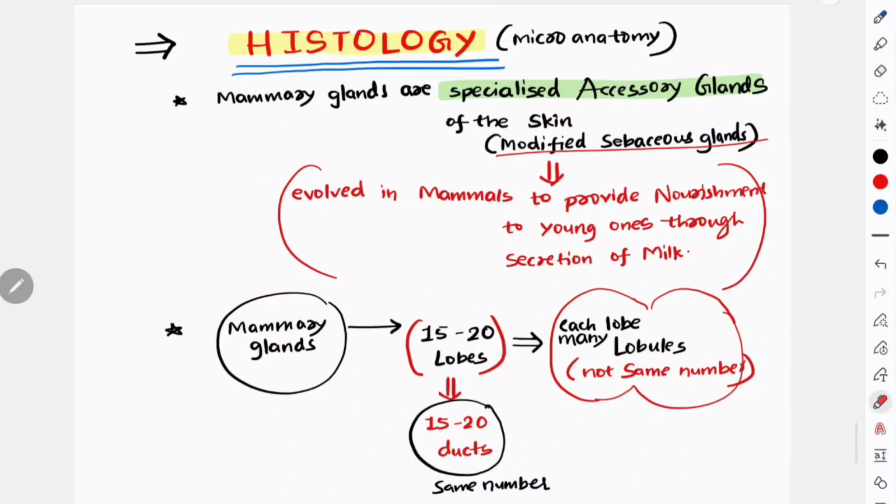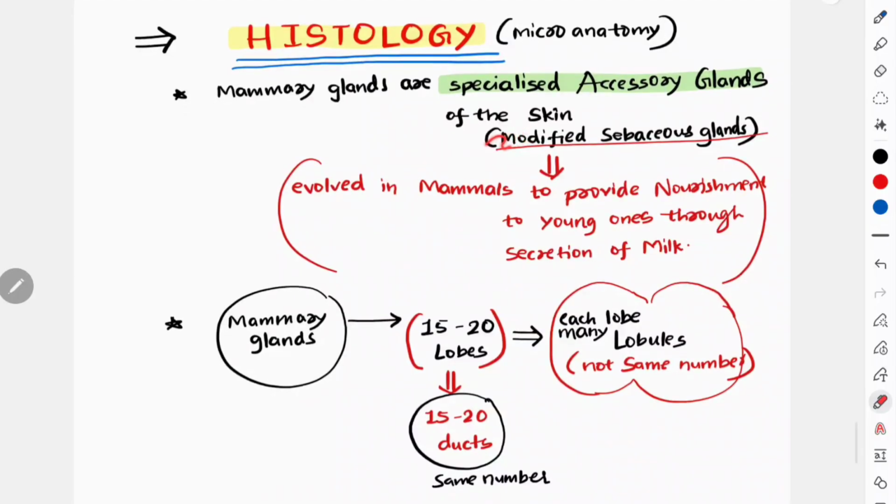So in this part, we'll discuss the histology of breast tissue. Histology is also called microanatomy, right? Mammary glands are specialized accessory glands. These are modified sebaceous glands, evolved in mammals to provide nourishment to young ones through secretion of milk.